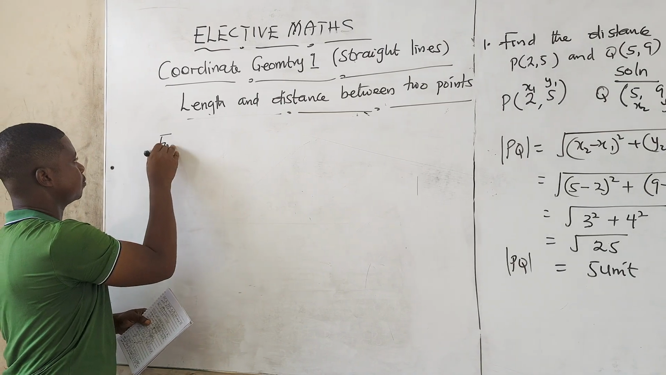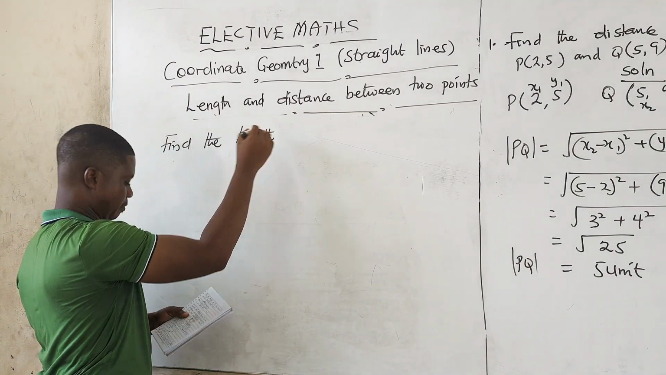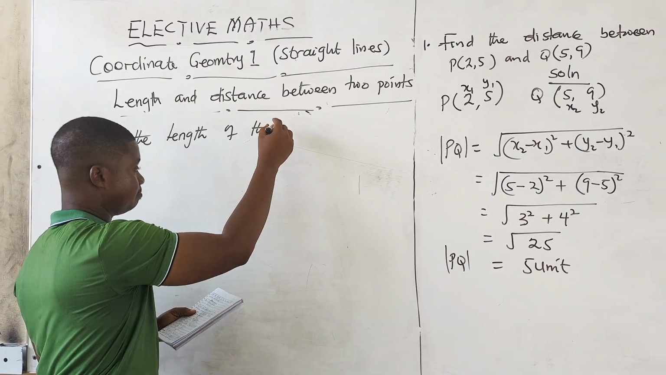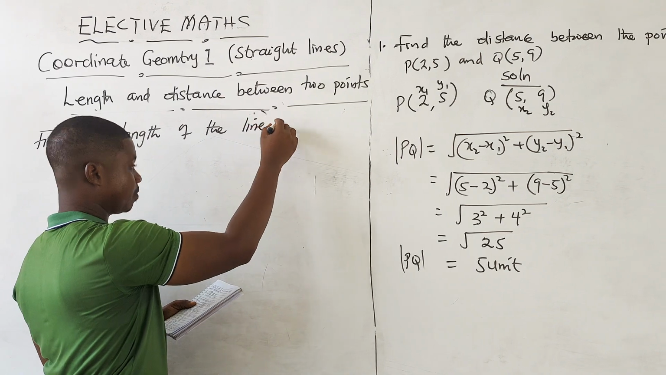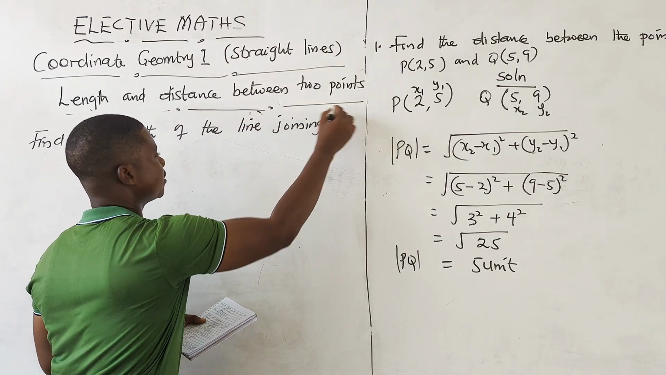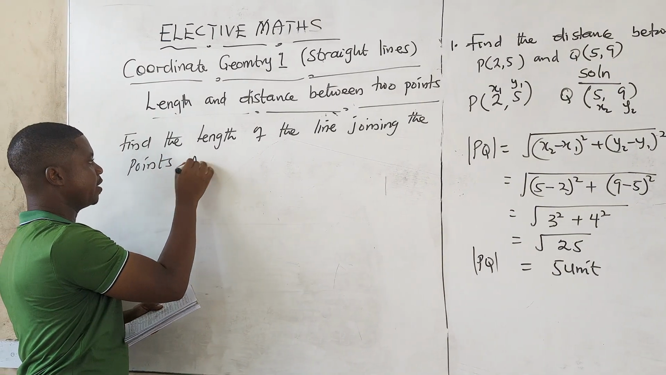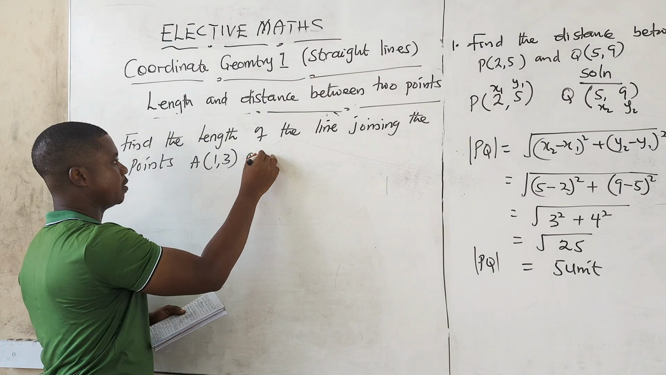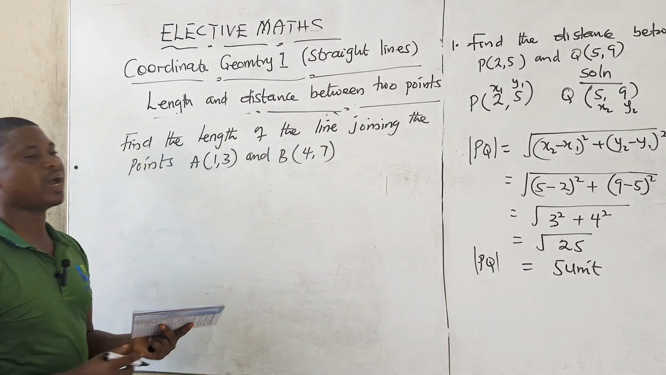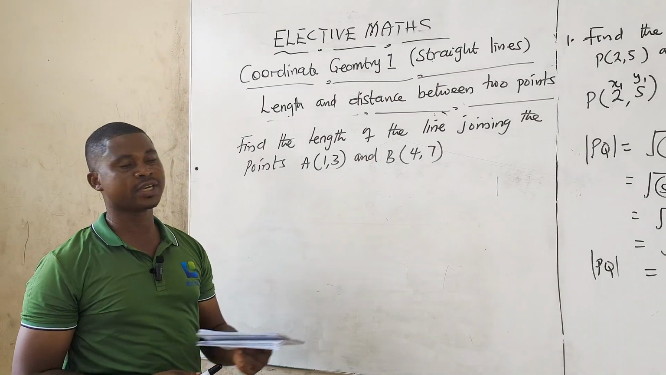Find the length of the line joining the points A(1, 3) and B(4, 7). We are asked to find the length of the line joining these points A and B.